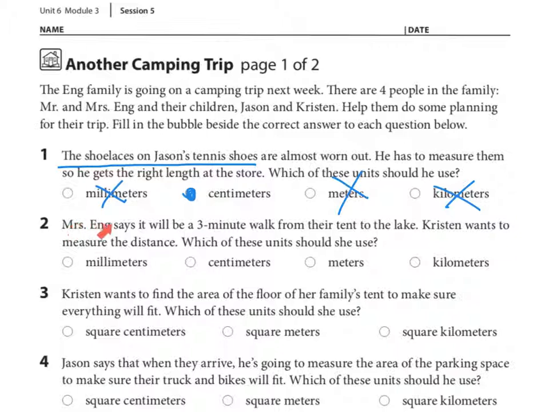So centimeters is the correct answer. Number 2, Mrs. Ng says it'll be a 3-minute walk from their tent to the lake. Kristen wants to measure the distance. Which of these units should she use? Am I going to want to use kilometers for a 3-minute walk? No, that's too big of a unit. Millimeters, definitely too small. Centimeters, also too small. That leaves me with meters, and that is the correct answer.